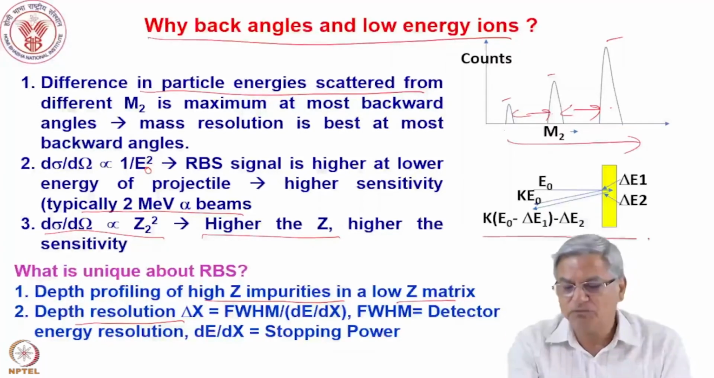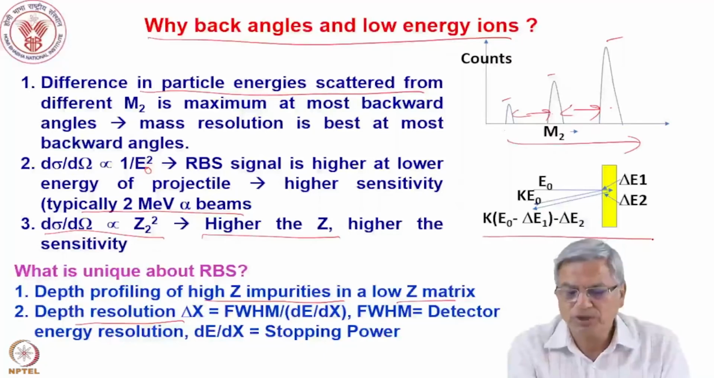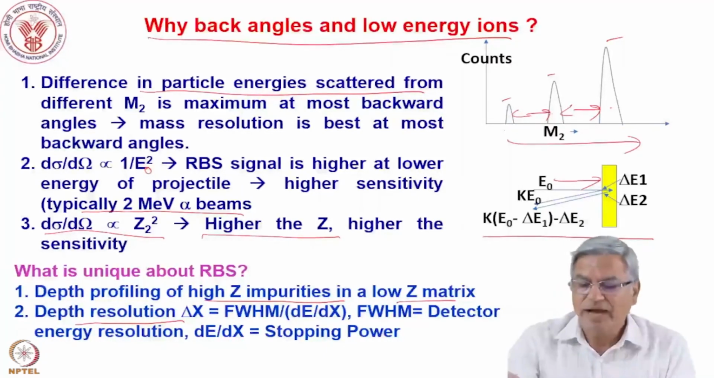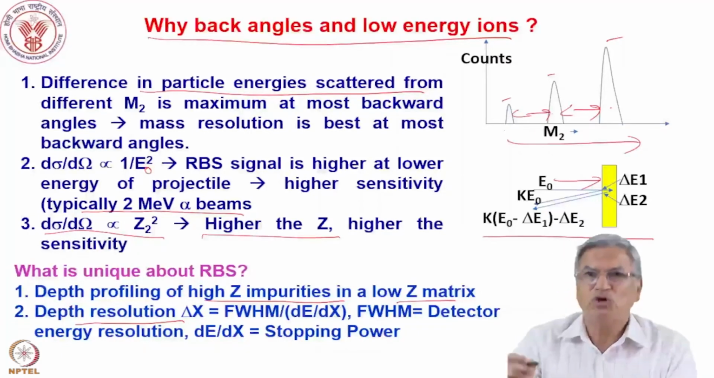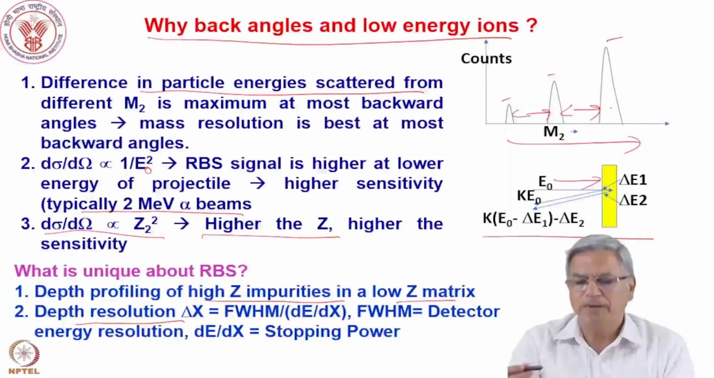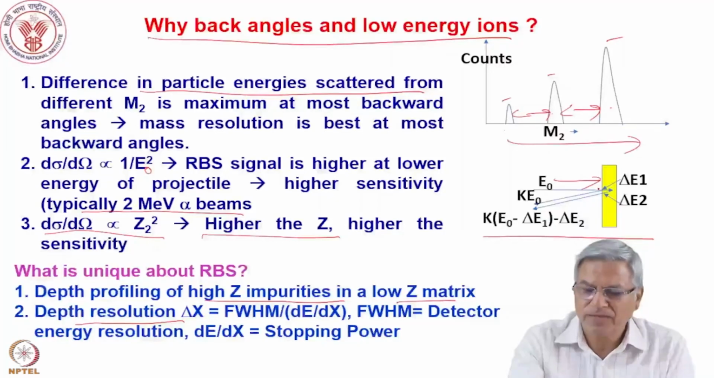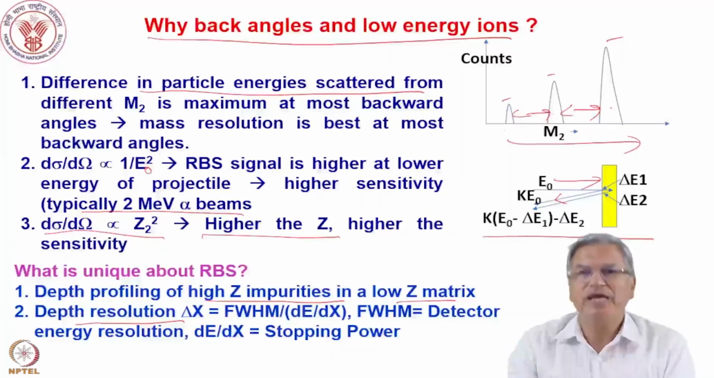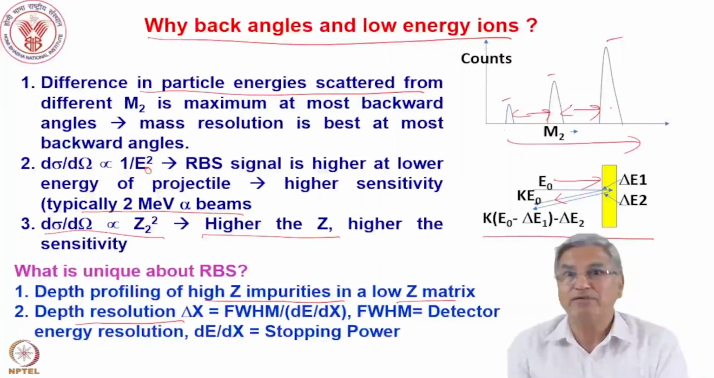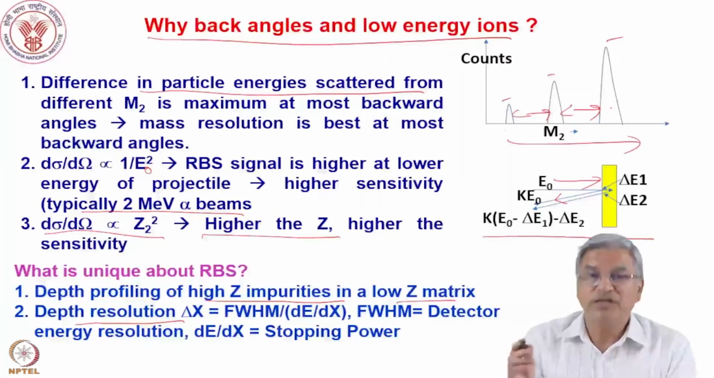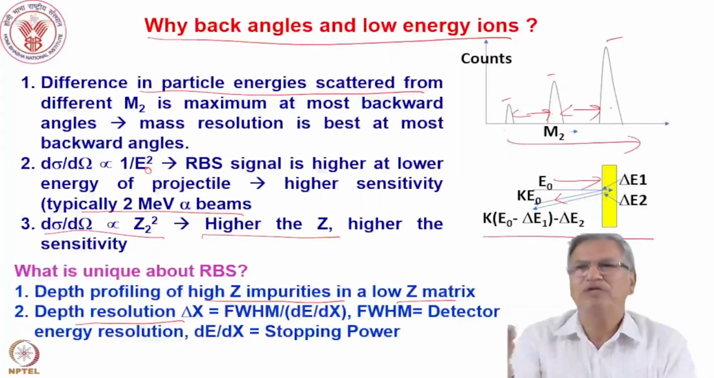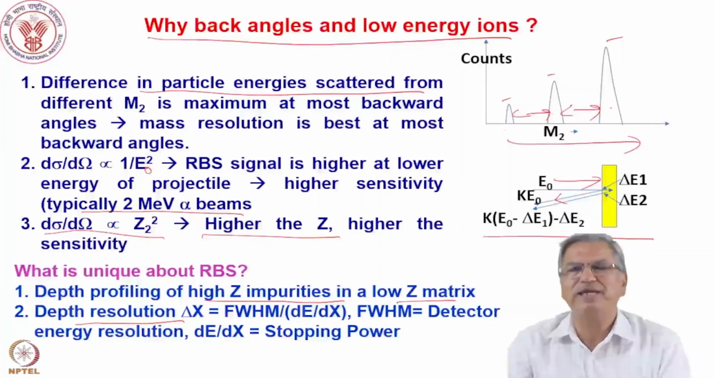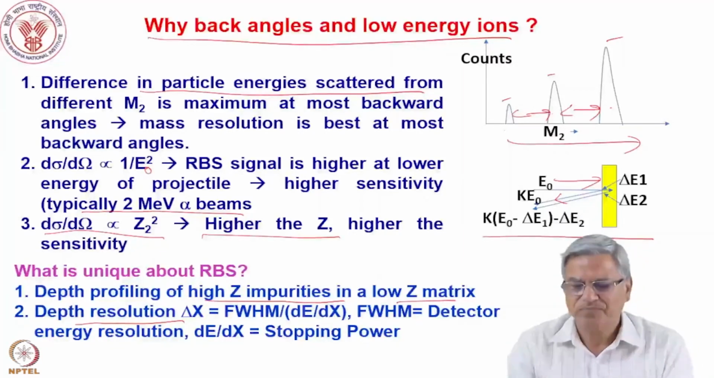I will elaborate on this using this cartoon. You have a projectile of energy E0 bombarding the target, and I have shown a thick target. So there will be backscattering at every depth of the target. From the surface, the backscattered projectile energy will be K into E0. K is the kinematic factor, so the energy is well known. For a particular M2, you can find out the energy, because you can calculate K exactly. K depends upon M1, M2, and theta.